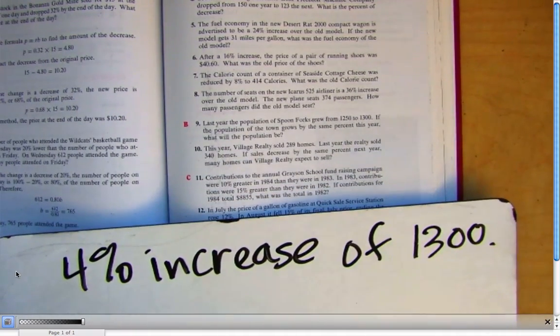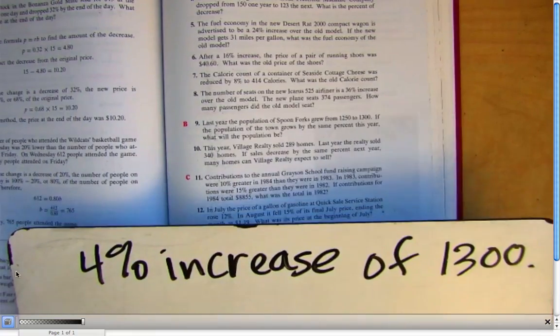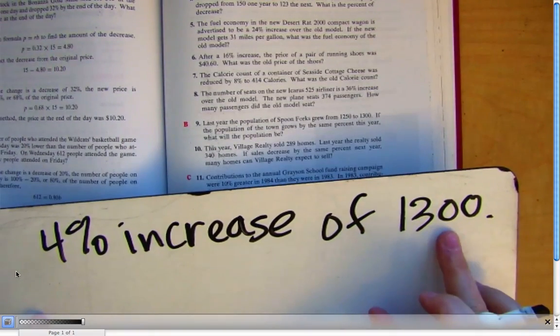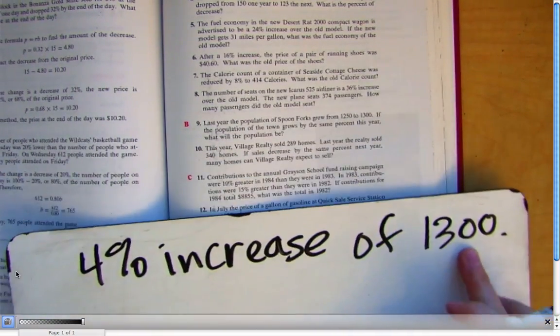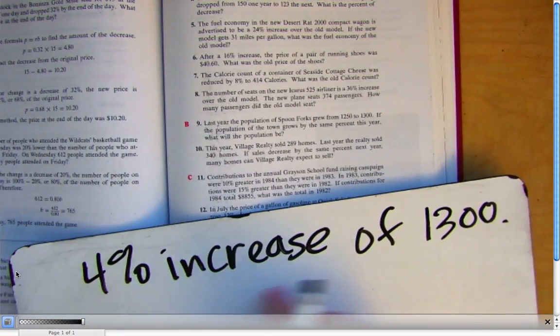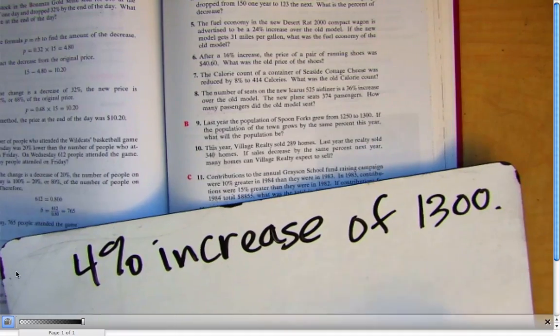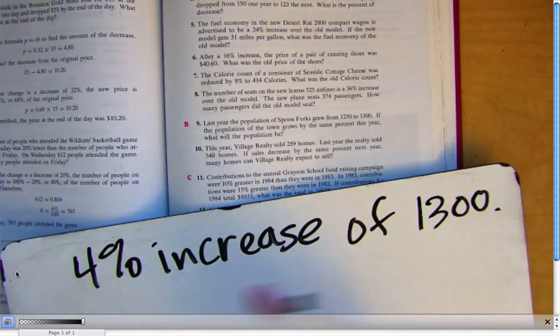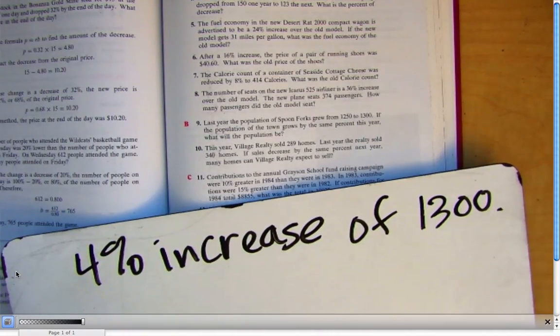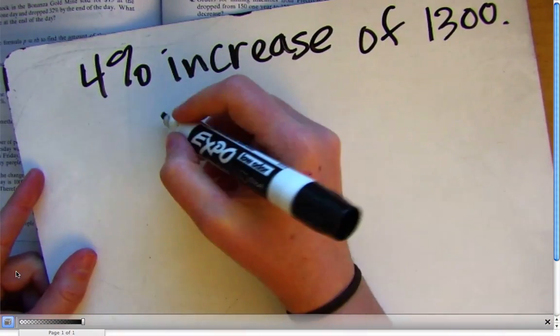I know that seems weird, new original. But we're talking about just this year. So at the beginning of this year, it started at 1,300. Now they want to know how many people there are now. So if it's a 4% increase of 1,300, what's the new amount? Go ahead and pause it and try to figure out what the new population is if it's a 4% increase of 1,300.